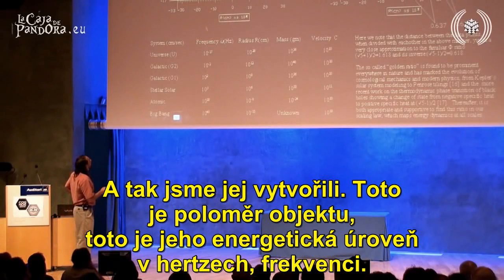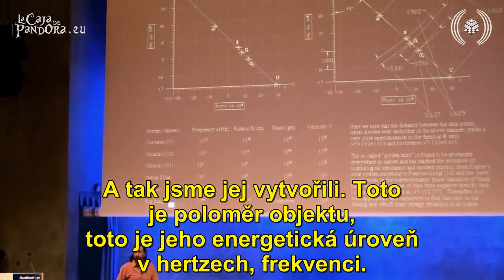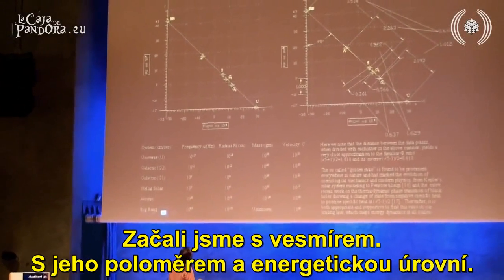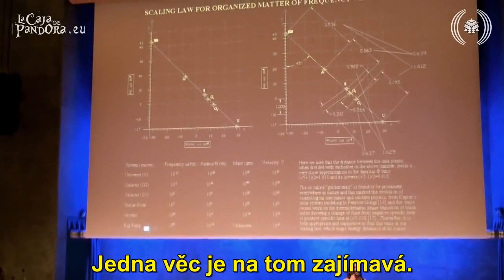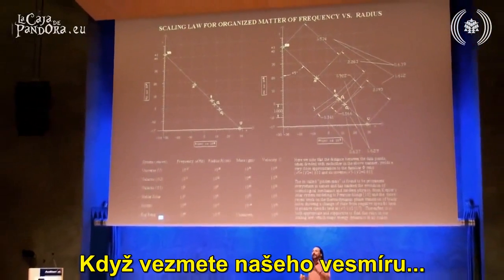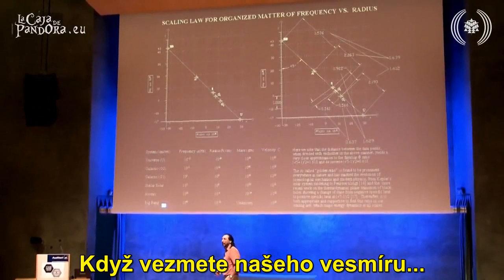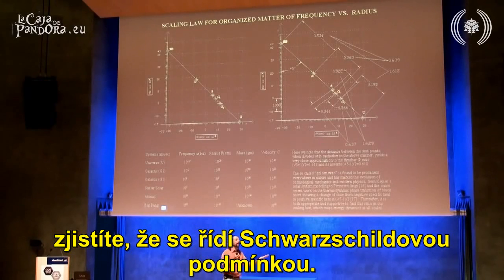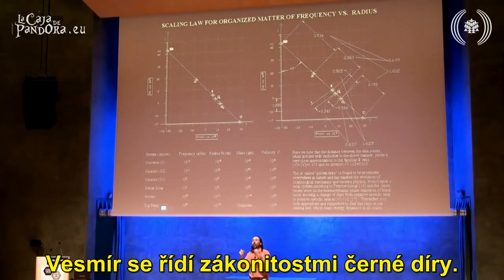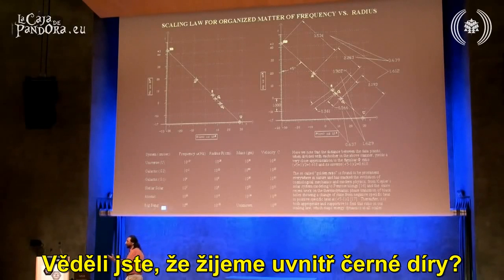And so we did this graph. This is the radius of the object. This is its energy level in hertz, frequency. And we started with the universe, the size of the universe and its energy level. Now, it is an interesting thing there. If you take the size of our universe and you put in the amount of mass we see in the universe, it obeys the Schwarzschild condition. The universe obeys the condition of a black hole. Did you know we live inside a black hole?